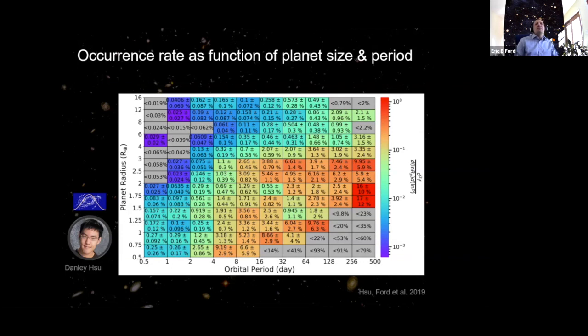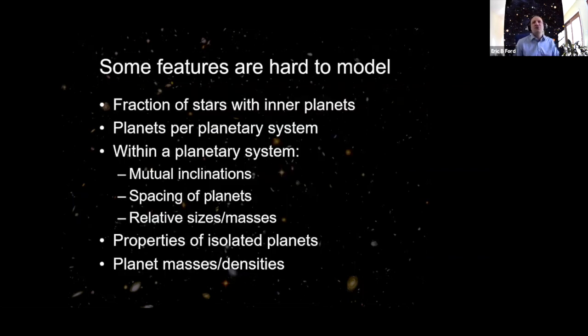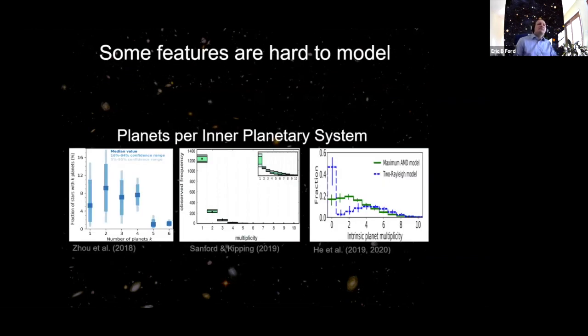But some properties are hard to model, and I don't need to read all the text to you, but I'll jump into one of those right away. And that is, if I want to ask a fairly basic question, like how many planets are there per planetary system? Okay, maybe I restrict it a little bit because Kepler is only sensitive to interplanetary systems. Okay, can we answer that question?